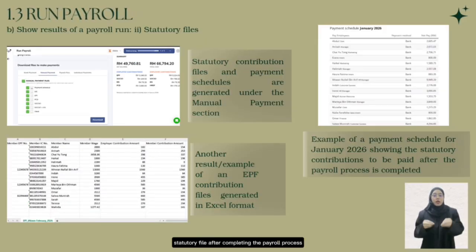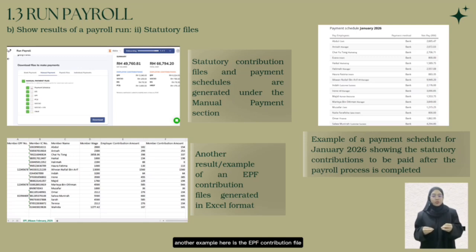Next, statutory file. After completing the payroll process, the system provides the option to generate the statutory contribution file and payment schedule under the manual payment section. Here, we can select which file to download, such as the payment schedule, EPF, SOCSO, and PCB. For our hotel, all options were selected before downloading. One of the examples shown here is the payment schedule for January 2026. This schedule lists each employee, their payment method, and net pay after the payroll process is completed.